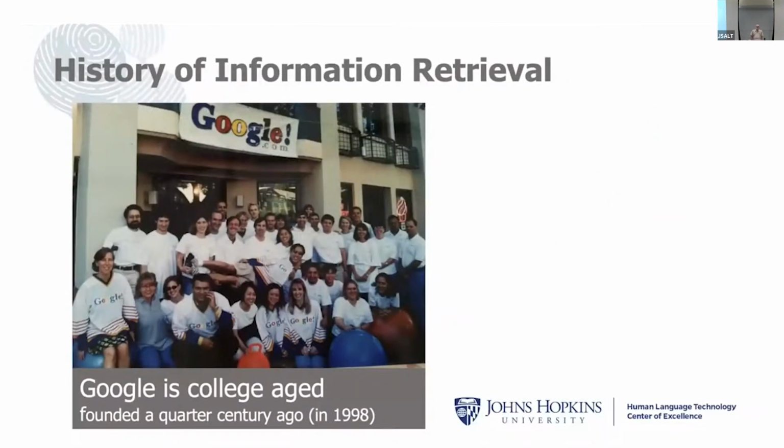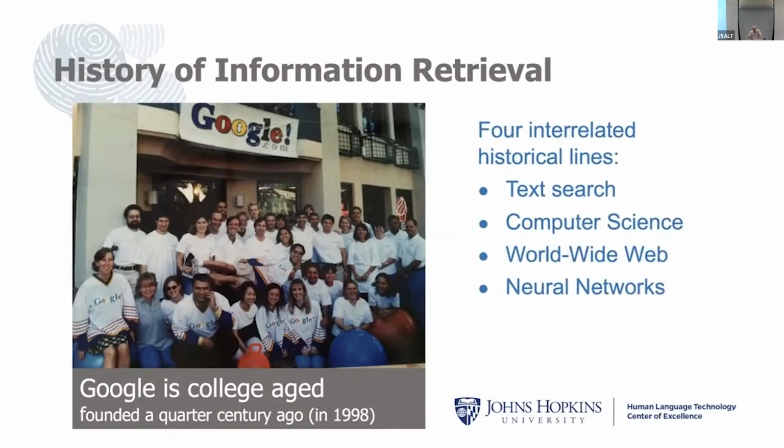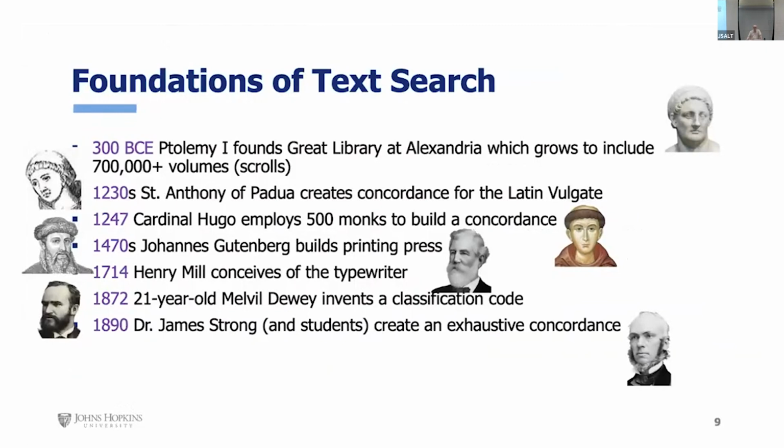Okay, so a lot of people think that information retrieval goes all the way back to the start of Google. For those of you who are younger than Google, that's not surprising, but there's a very long tale of history on information retrieval. And there are four related historical lines. So there's the basic text search line. There's the application of computer science to it. There's the introduction of the World Wide Web. And then recently, the use of neural networks to do the retrieval. So we're going to talk about these four lines very briefly.